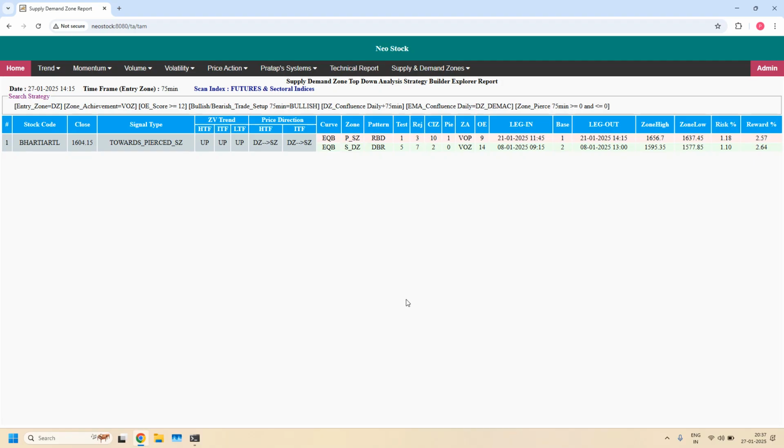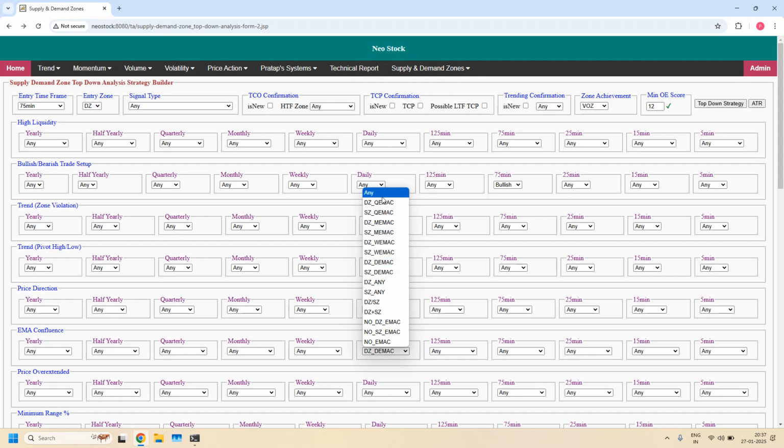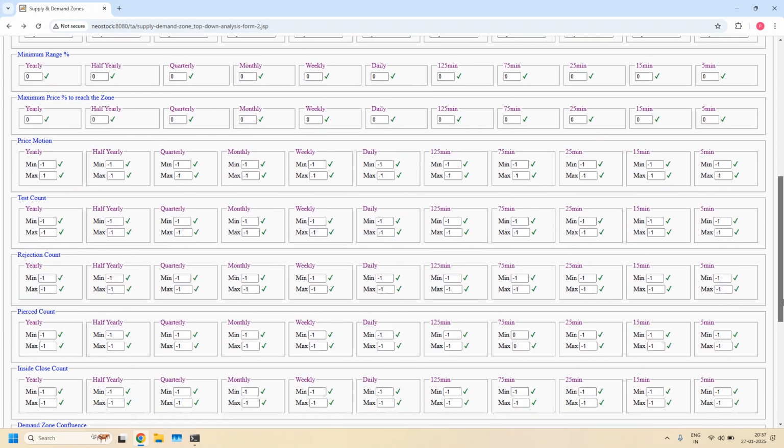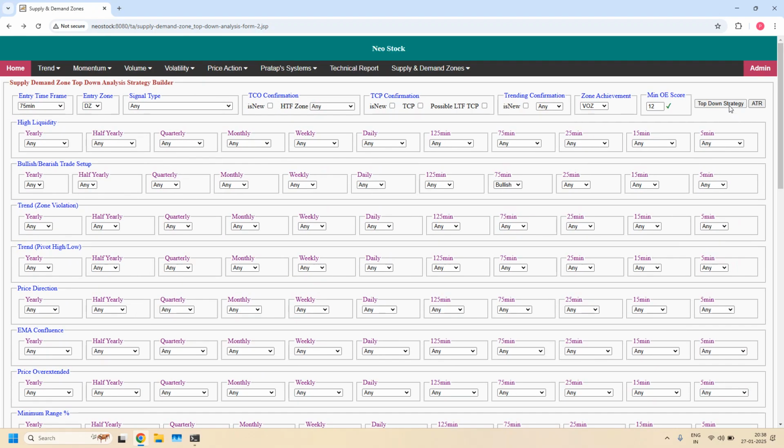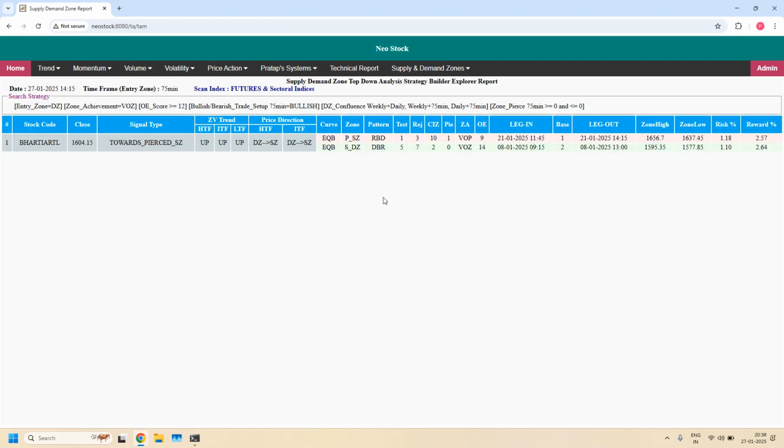Okay, next let us check whether it is also having HTF demand zone confluence. So remove the EMA filter. In the demand zone confluence, 3 filters we have to set. First one is already enabled. Second one, 75 with weekly demand zone confluence. Daily demand zone with weekly demand zone confluence. With all the 3 filters, we got this stock. That means this 75 minutes demand zone is part of the daily demand zone, both together part of the weekly demand zone.